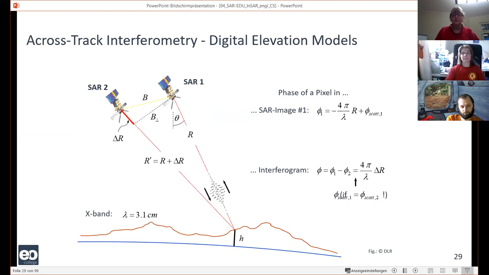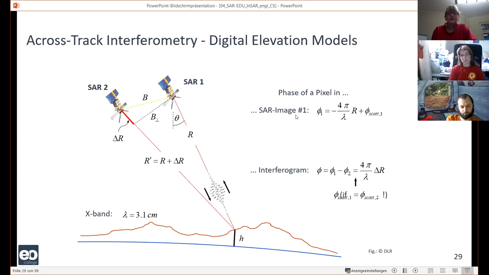Okay, so this is back to Professor Eineder's slides, and this one looks a bit different than the one I have been showing to you, but here the same information content, baseline, perpendicular baseline, delta R, the delta range, because of the geometry.